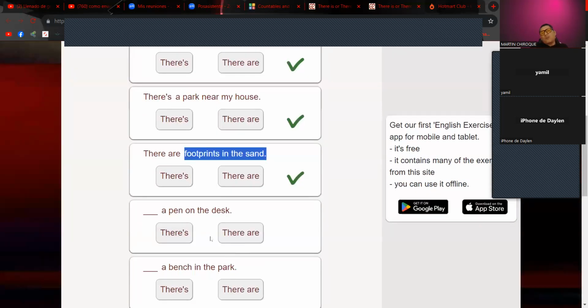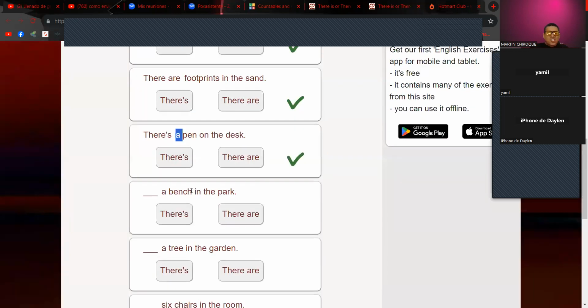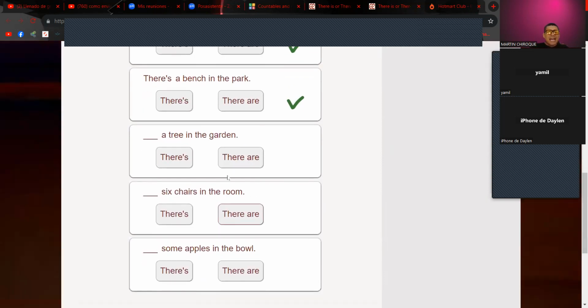A pen on the desk. What do you have to say here? There are. But this is in singular, man. There is a pen on the desk. Don't forget, Jamil, because it's singular, we have to use there is, right? A bench in the park. What do you say here? There is. You have to say there is. And when you say here, a tree in the garden. There are. There is a tree in the garden.